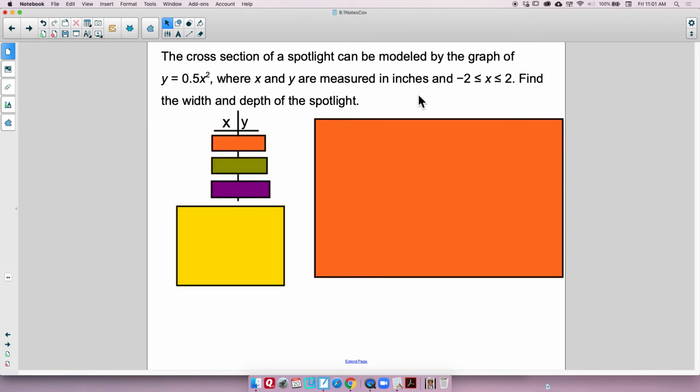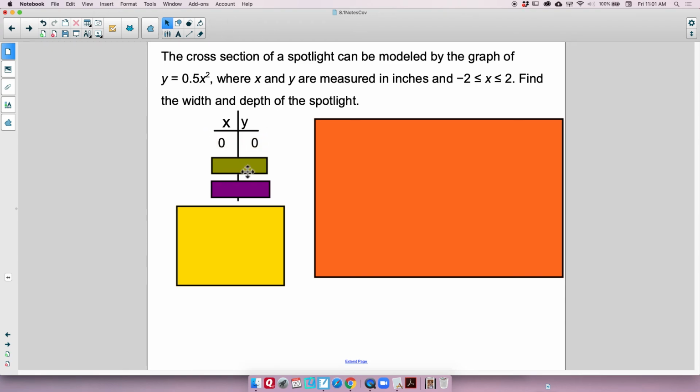Okay, so now we have a spotlight. And the graph for that is y equals 0.5 x squared, where x and y are measured in inches. And we have the domain between -2 and 2 inclusive. So find the width and depth of the spotlight. Well, you could probably see and recognize what the width is going to be just from looking at this. But let's go ahead and graph it to get a better sense of it.